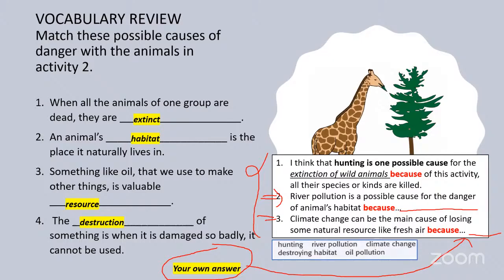Number three, because it leads to higher temperature. Very good. It leads to a higher temperature. Very good. I like that answer. Right. Very good. So if the temperature increases, for example, if the climate becomes hotter and hotter or colder and colder, it could also lose some natural resource. Okay, that's amazing. It's great.